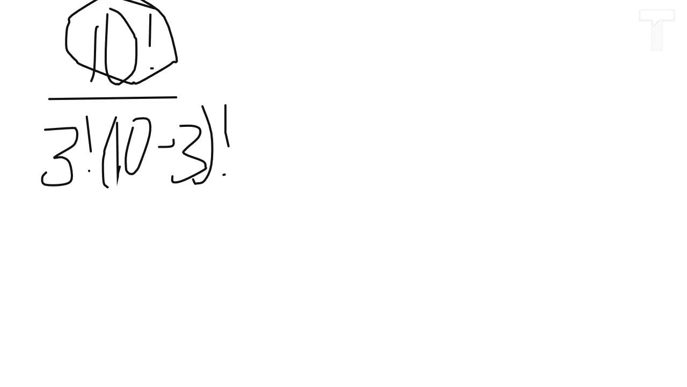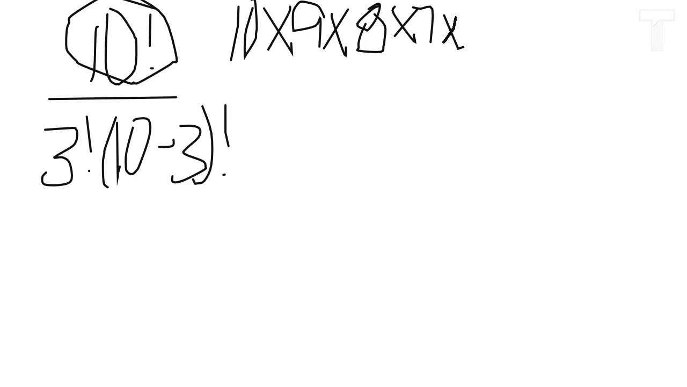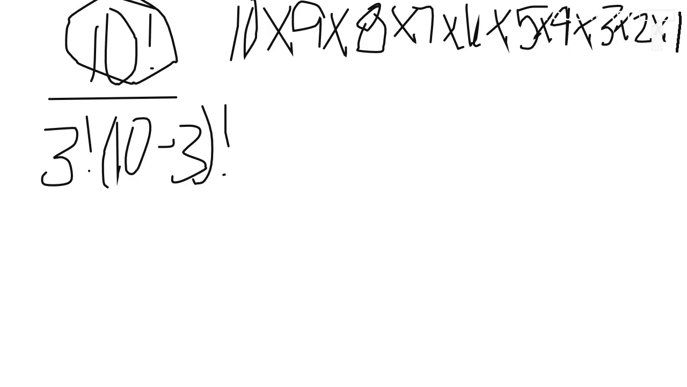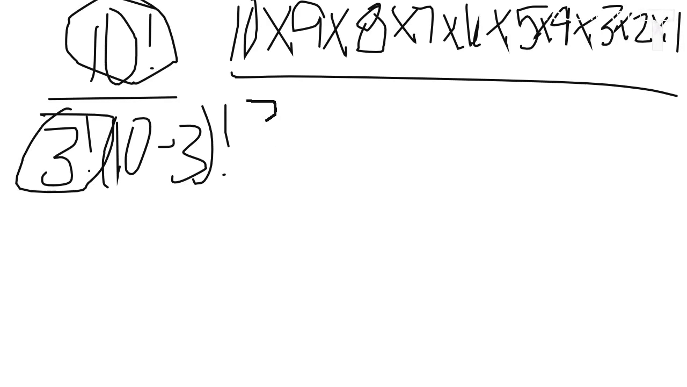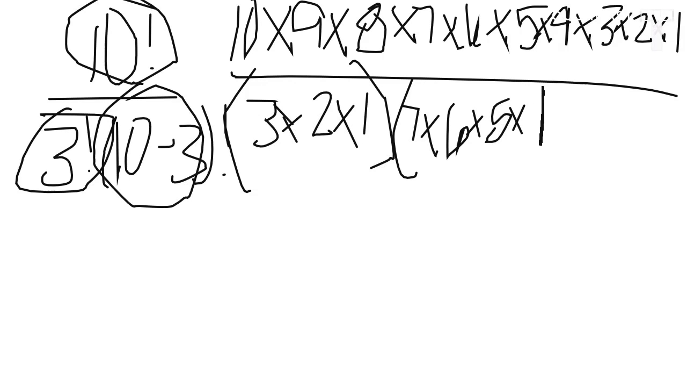So 10 with a factorial is 10 times 9 times 8 times 7 times 6 times 5 times 4 times 3 times 2 times 1. And you put that over 3 times 2 times 1 times 5 times 4 times 3 times 2 times 1.